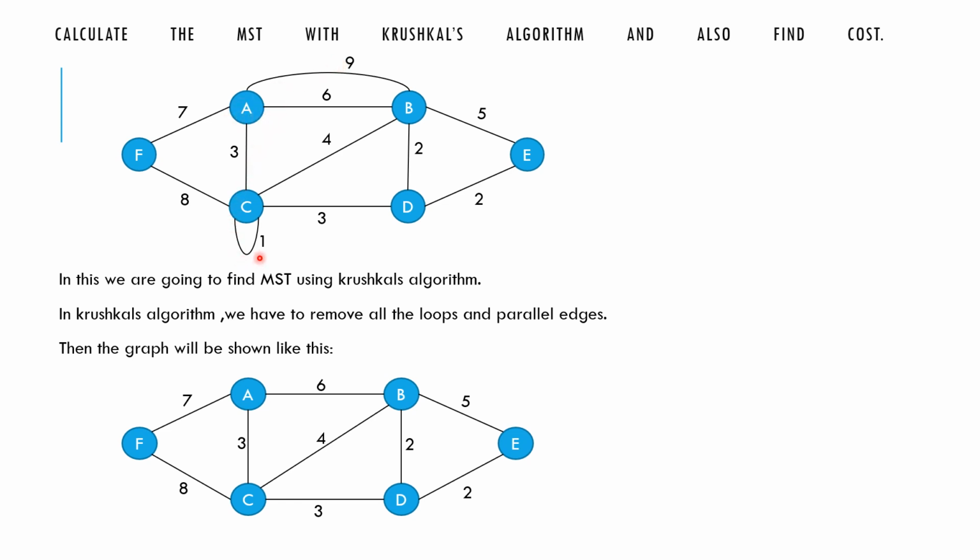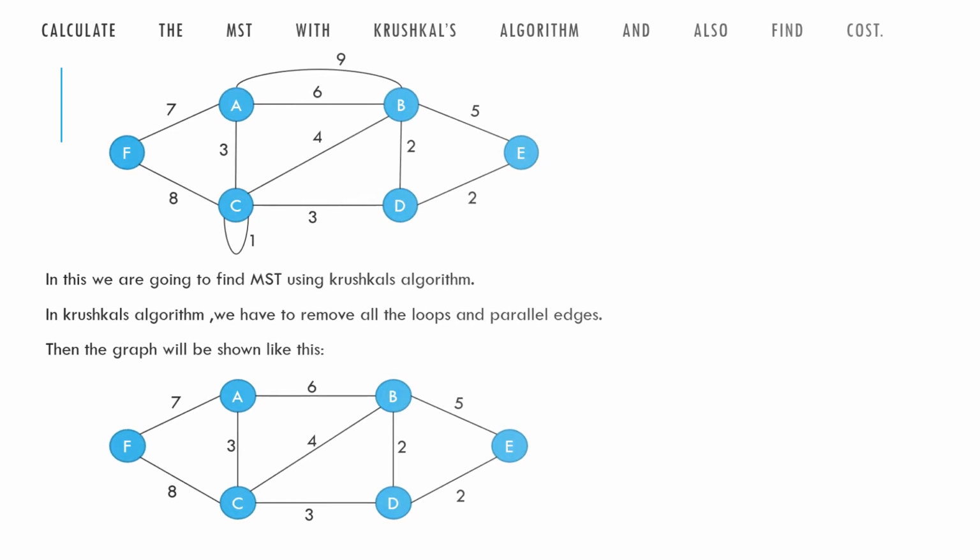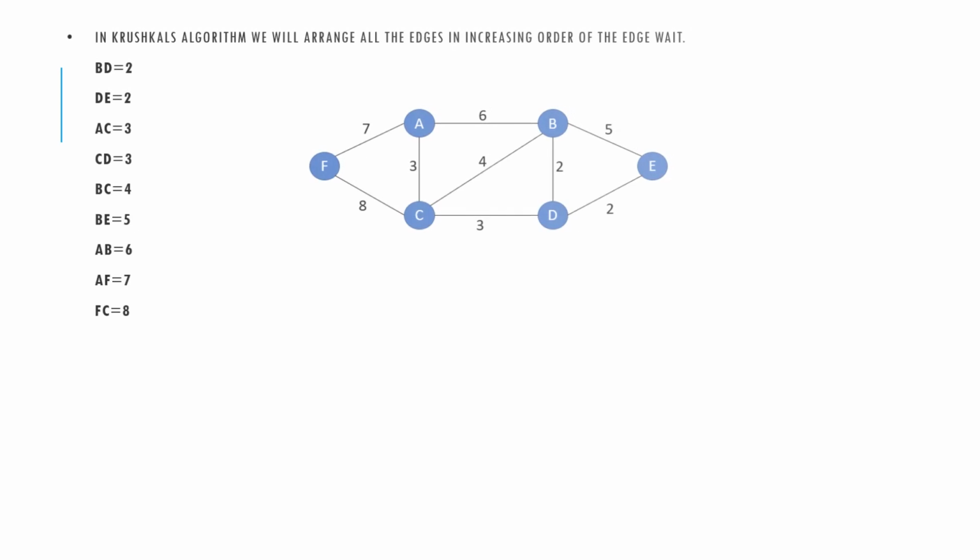And we have to remove the loops. Loops means the same vertex contains the same edge. This is called a loop. So we have to remove these loops and the parallel edges. After removing both loops and parallel edges, the graph will be shown like this.